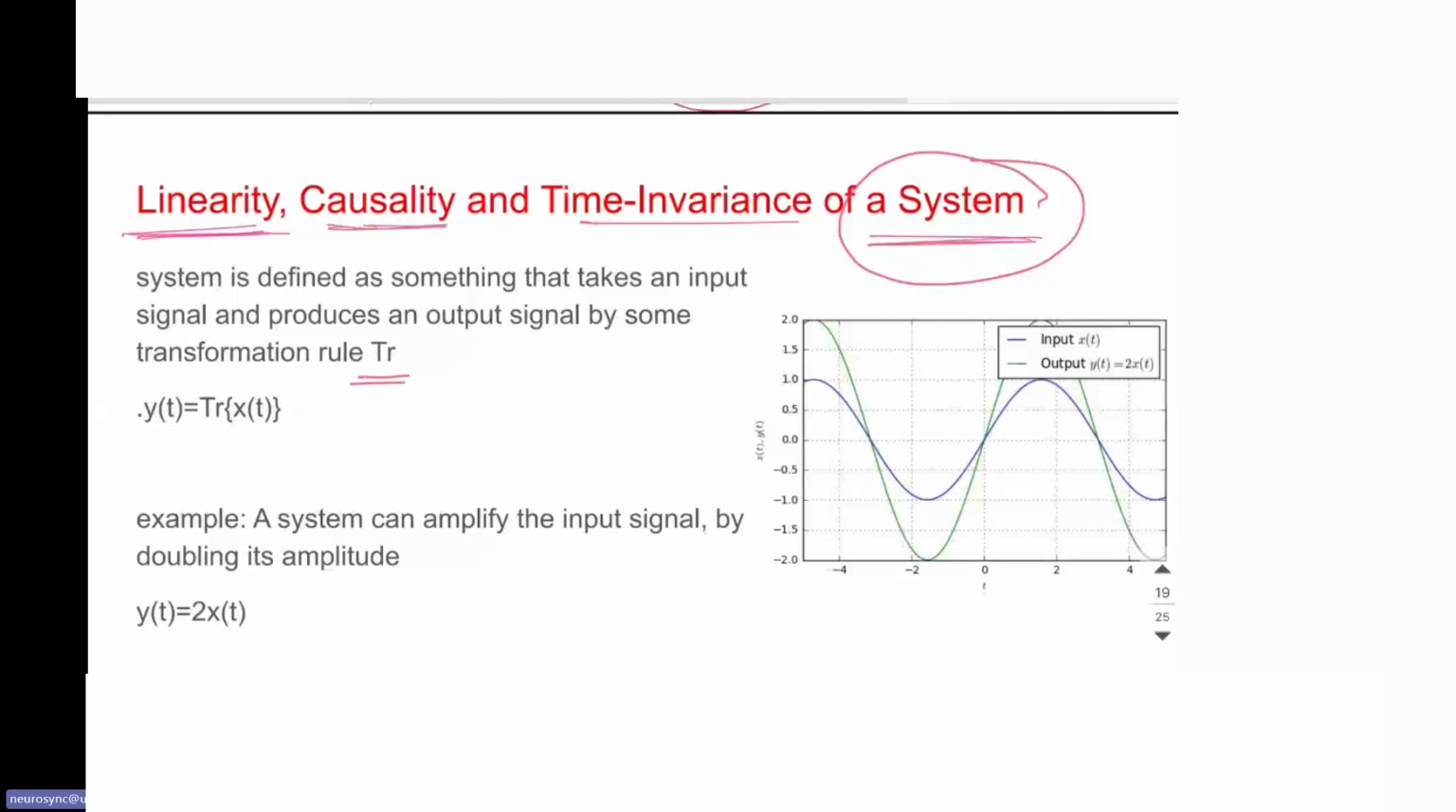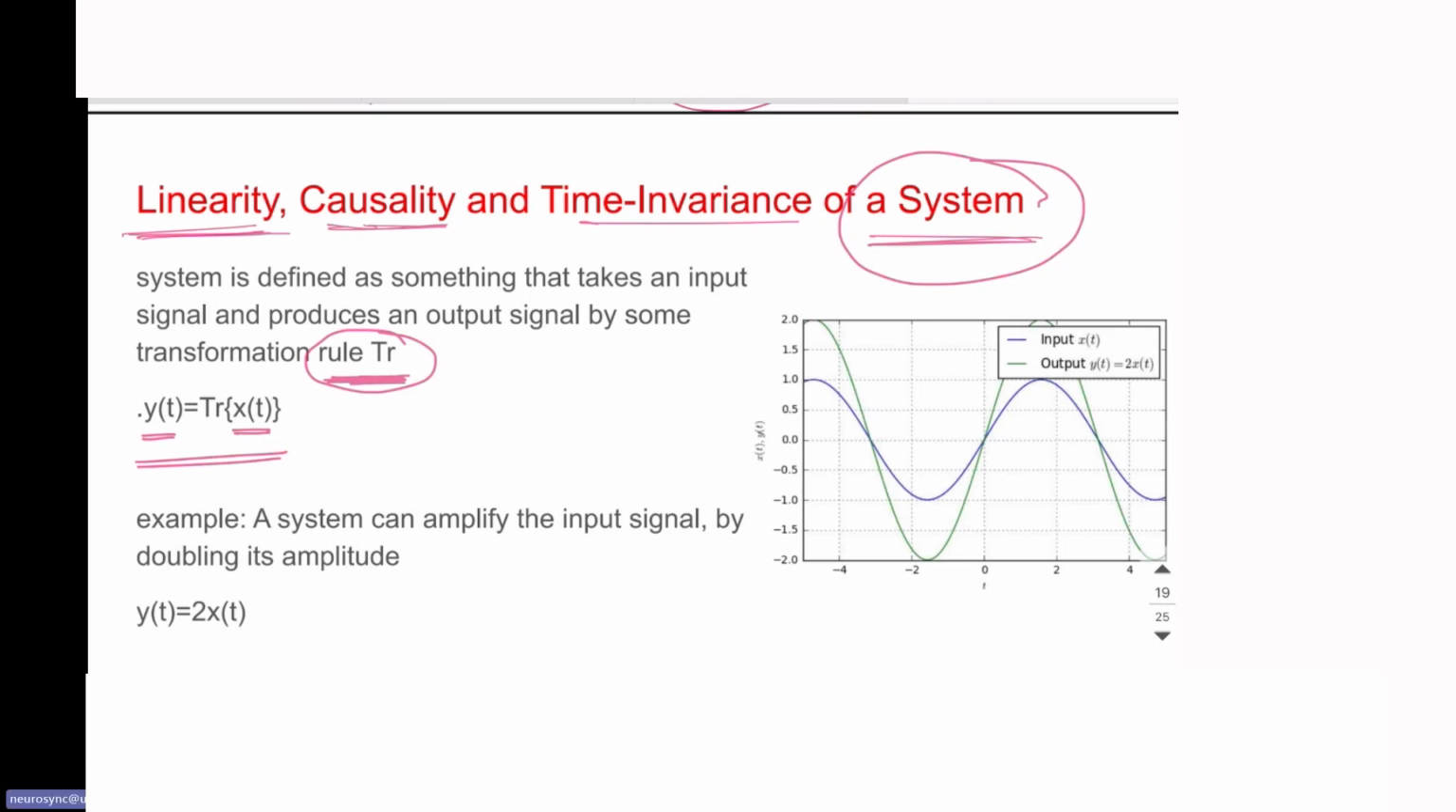So this transformation rule, we can say this TR is the transformation rule. So if I'm having some input x of t to the system, the output is y of t. I can write it like this: y of t is nothing but TR on x of t, TR in bracket x of t. This is how we can represent the system information.